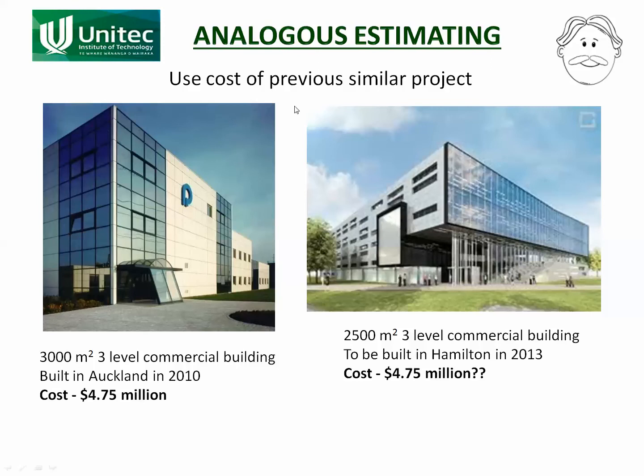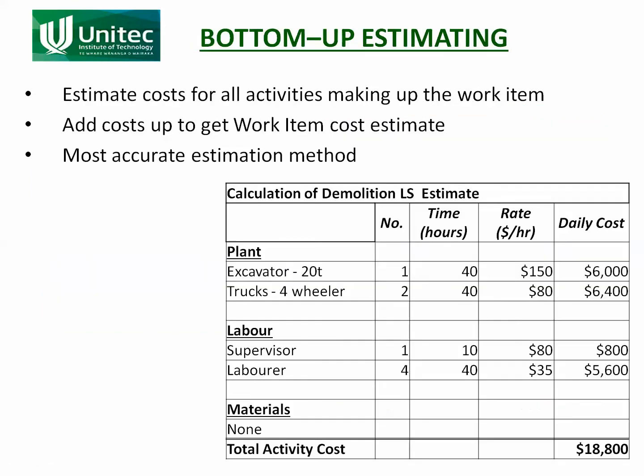So that's analogous. This building is analogous to that building, but there are a lot of inaccuracies to it, but sometimes it's the only option you have. The next method is bottom-up estimating, which is the most accurate way of doing things. Oftentimes this is the method that contractors would use to develop a new rate for a work activity they're doing, but engineers can also do this for estimating as well.